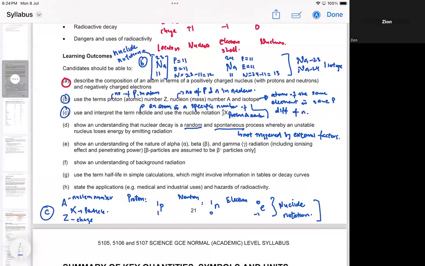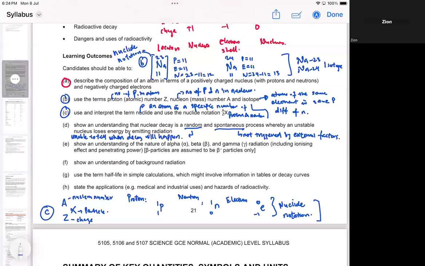When it's random, by random, we mean that we are unable to tell when the decay will happen.